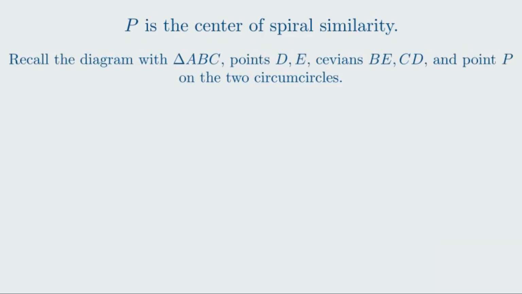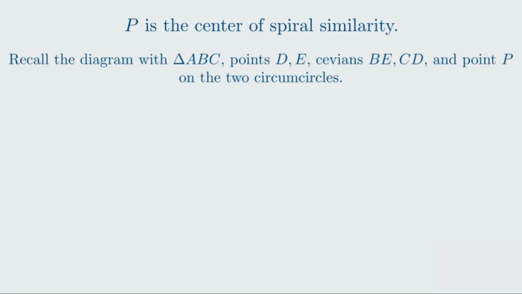We have identified a special point P. In this scene, we will use its properties to show that it is the center of a spiral similarity. Our goal is to demonstrate how P acts as a pivot, rotating and scaling one triangle to another. Let's bring back our diagram with triangle ABC, the points D and E, and our special point P, which lies on the circumcircles of triangles ABE and ACD.